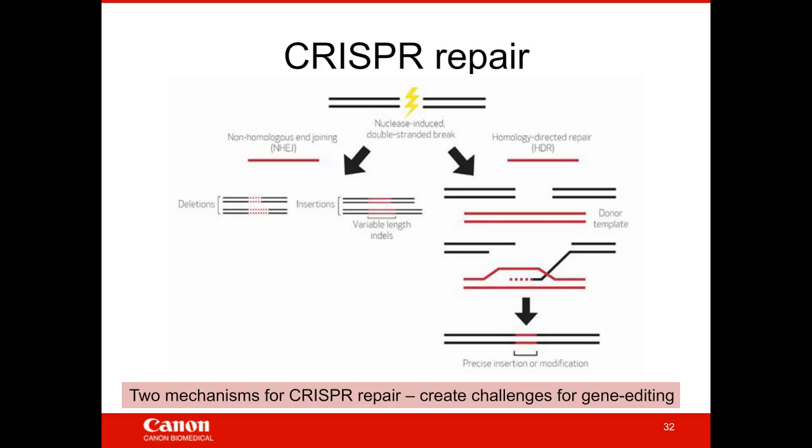The two mechanisms for CRISPR repair can create challenges for gene editing, and when creating CRISPR clones, this can be an issue. Therefore, researchers need to screen the clone population to see which ones acquired the mutation or variation of interest. So due to the two repair mechanisms, not all clones will have a specific mutation. So the screening helps determine those that successfully inherited the mutation.